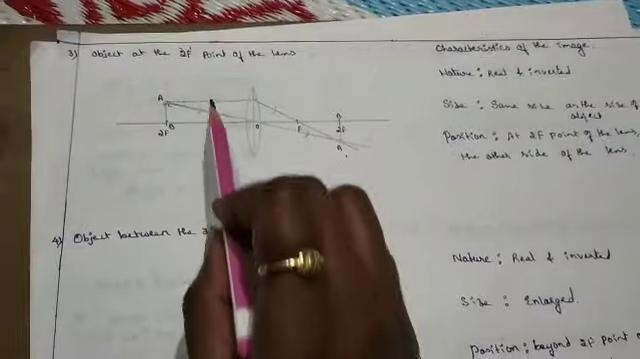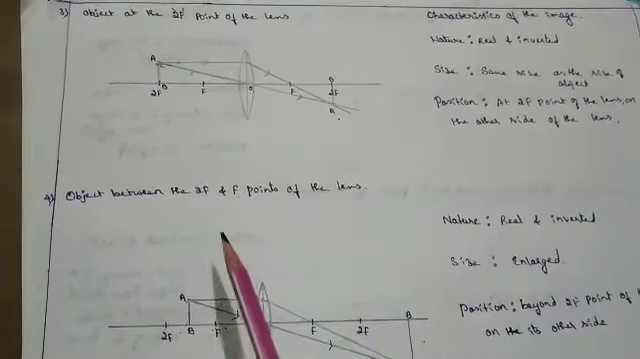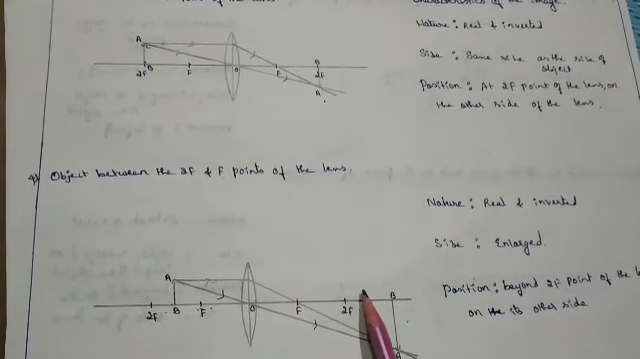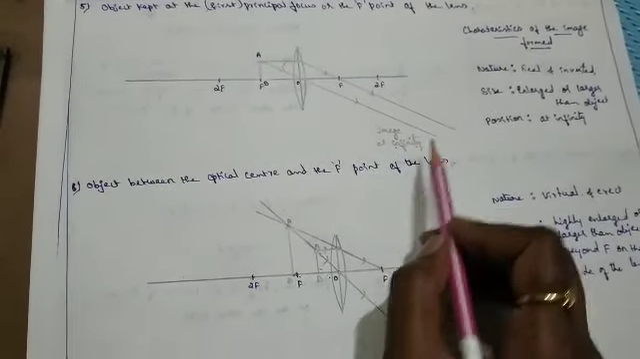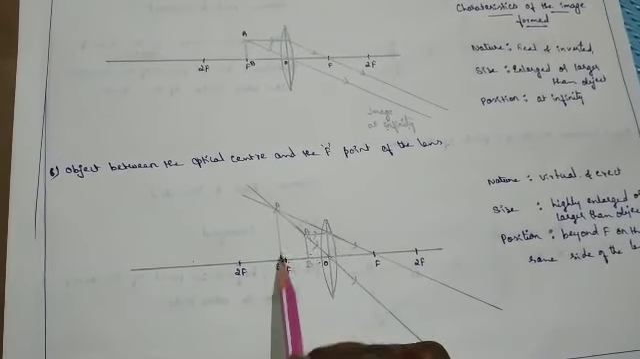When the object is at 2F, the image is the same size, at 2F. When the object is kept between F and 2F, the image is enlarged. When the object is at F, again the image is highly enlarged. When the object is in between O and F, again the image is enlarged.